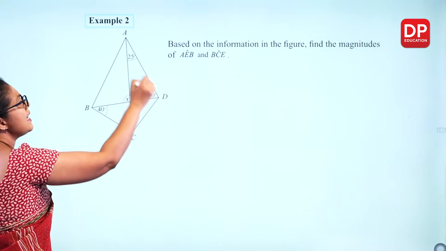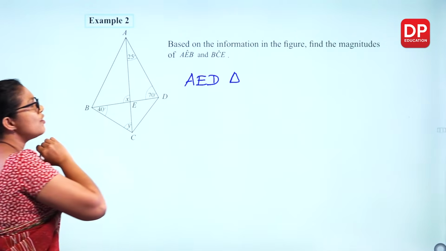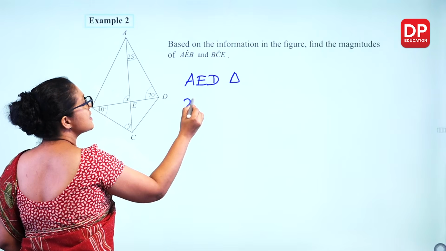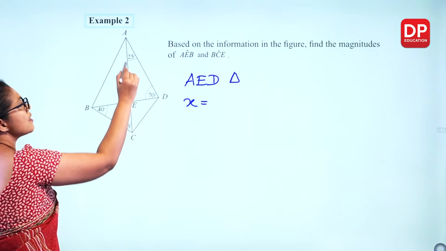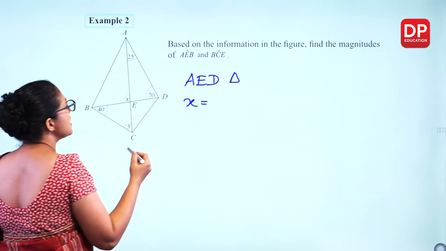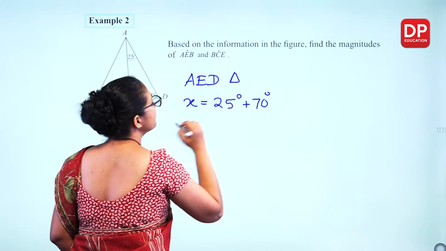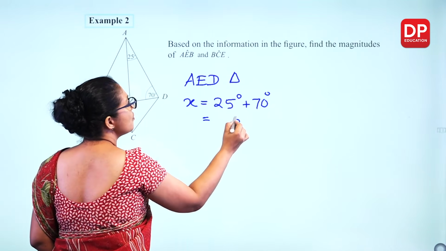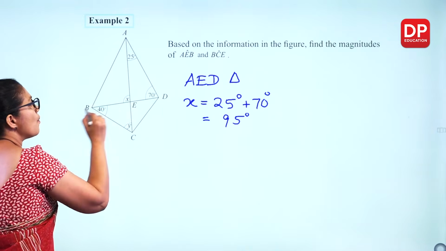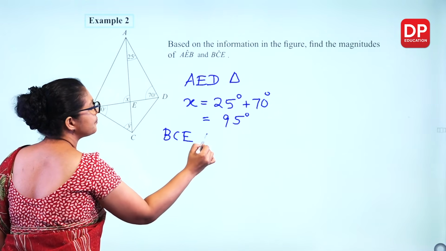Now look at AED triangle. When you look at AED triangle, we can say straight away X is equal to 25 plus 70 because sum of opposite interior angles add up to exterior angle. Then what's the X value? You get 95 degrees. Now look at the small triangle BCE triangle.